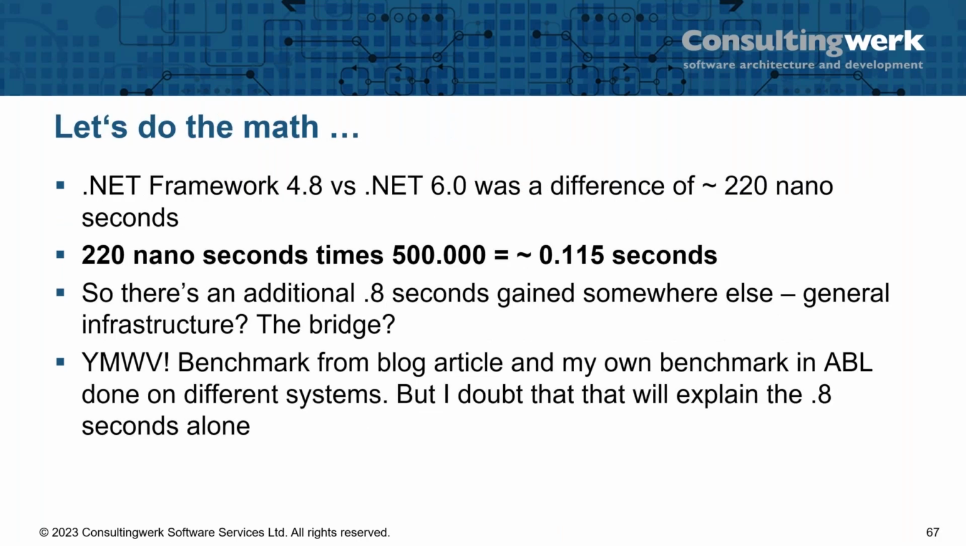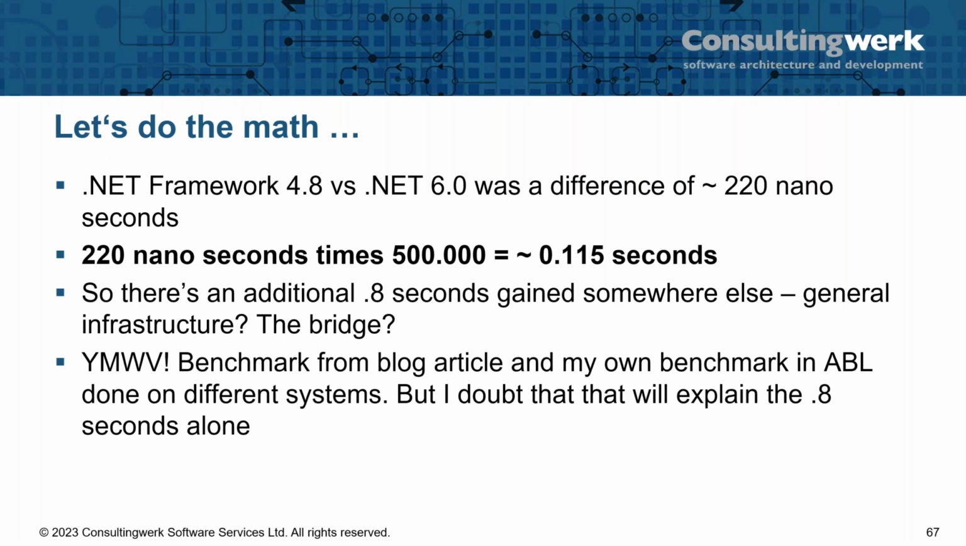Second example, oh no, let's first do the math. In the timings done in the Microsoft blog, which was on a different machine than mine, so your mileage may vary, the difference between .NET 6 and .NET 4.8 on a single call was 220 nanoseconds. I'm doing that 500,000 times. That accumulates to 0.1 of a second. So the additional 0.8 seconds are gained somewhere else.